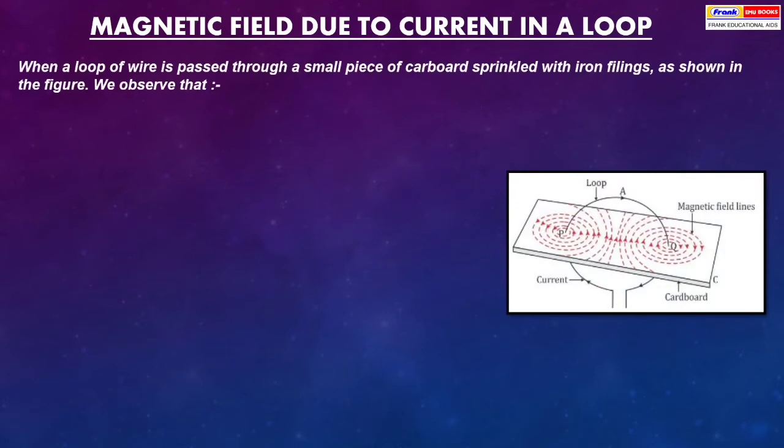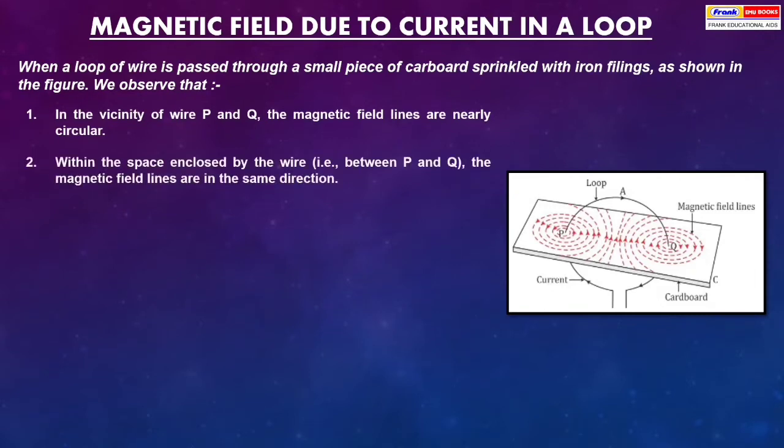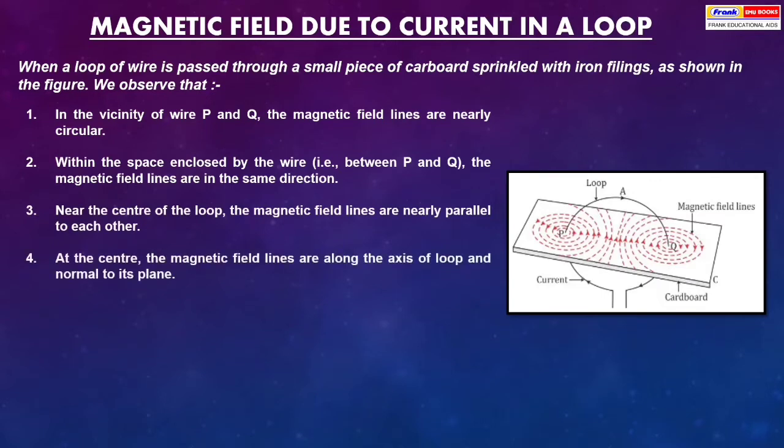When a loop of wire is passed through a small piece of cardboard sprinkled with iron filings, as shown in the figure, we observe that in the vicinity of wires P and Q, the magnetic field lines are nearly circular. Within the space enclosed by the wire, that is between P and Q, the magnetic field lines are in the same direction. Near the center of the loop, the magnetic field lines are nearly parallel to each other. At the center, the magnetic field lines are along the axis of the loop and normal to its plane.